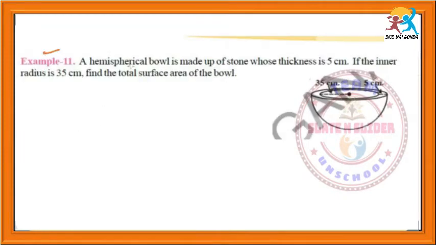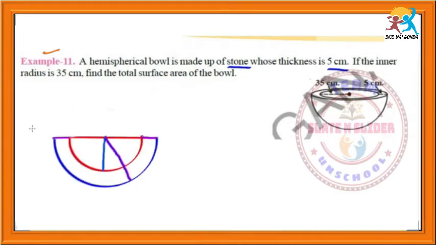Example 11. A hemispherical bowl is made up of stone whose thickness is 5 centimeters. If the inner radius is 35 centimeters, find the total surface area of the bowl. Just observe the figure. So the bowl is in hemispherical shape. The inner radius is 35 centimeters. So from here to here it is 35 centimeters. And the thickness is also given.